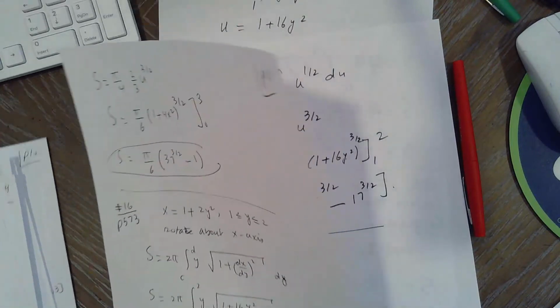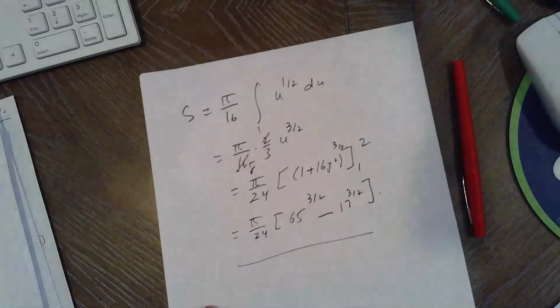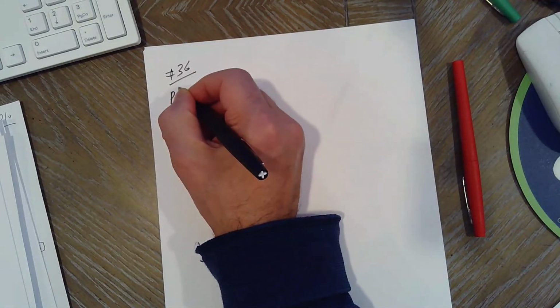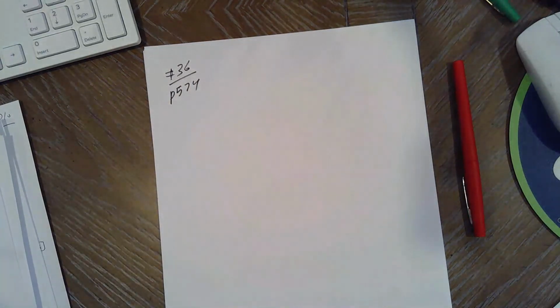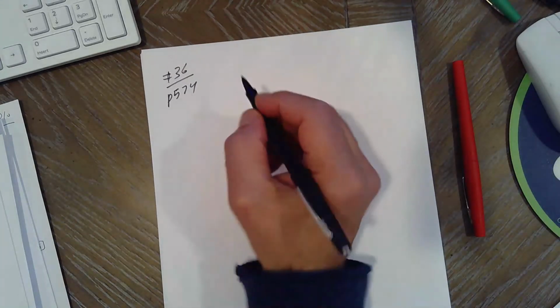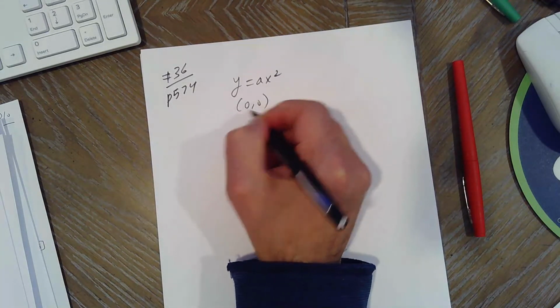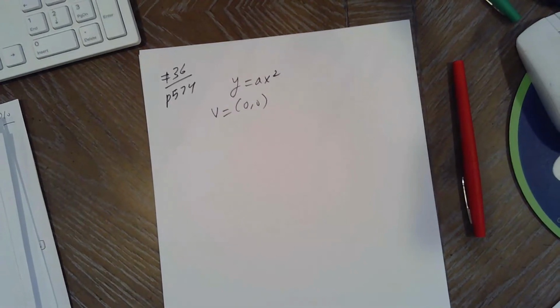Okay, now one more, which I'm trying to show you as many cases as possible, like all 4 cases. 36, page 574. And this actually has an application, kind of. A group of engineers are building a parabolic satellite dish whose shape will be formed by rotating the curve y equals ax squared, which is a parabola that goes through 0, 0. That's the vertex. About the y-axis.